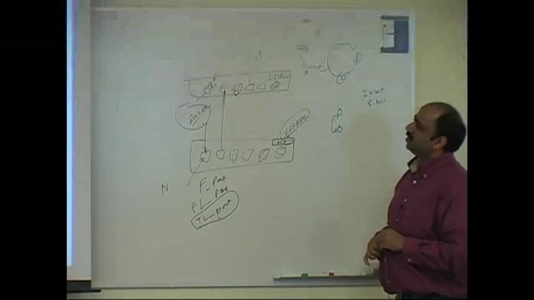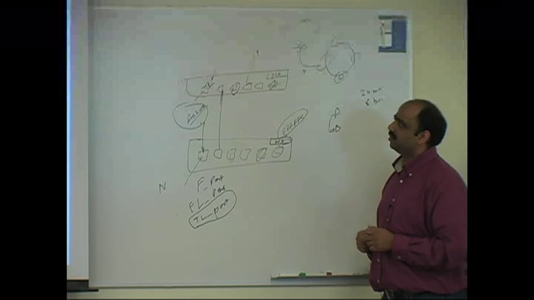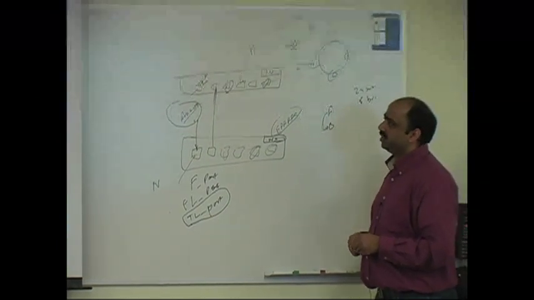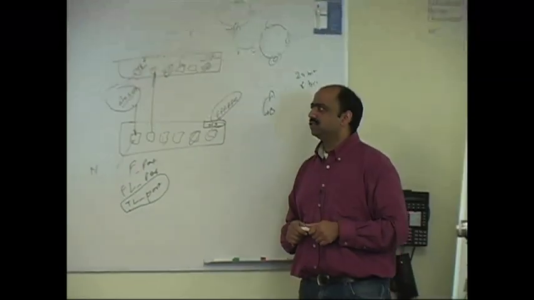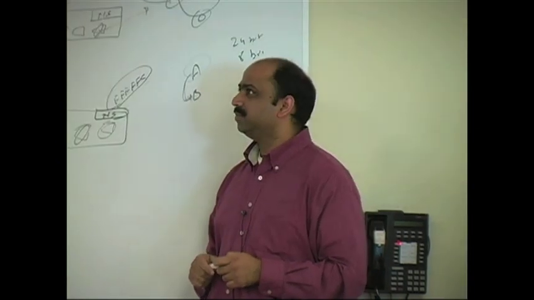Another part of FC evolution is the speed evolution. So the speeds went from 1 gig to 2 gig in around 2002, 2003, to 4 gig in 2006. And now they are going to go to 8 gig in 2008.